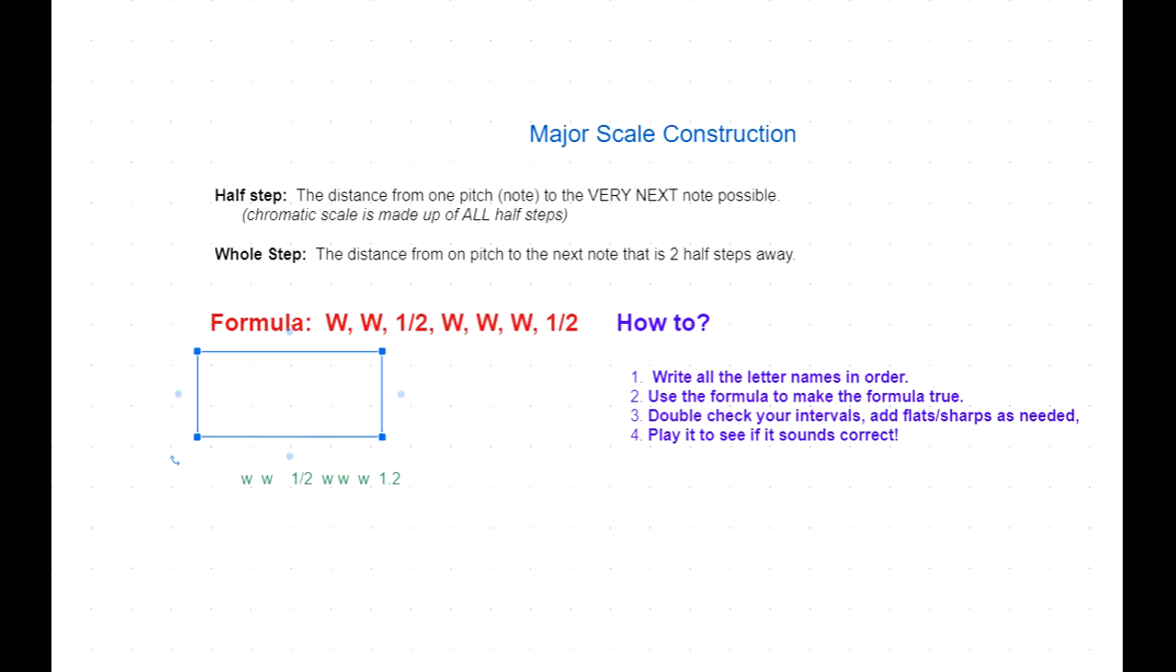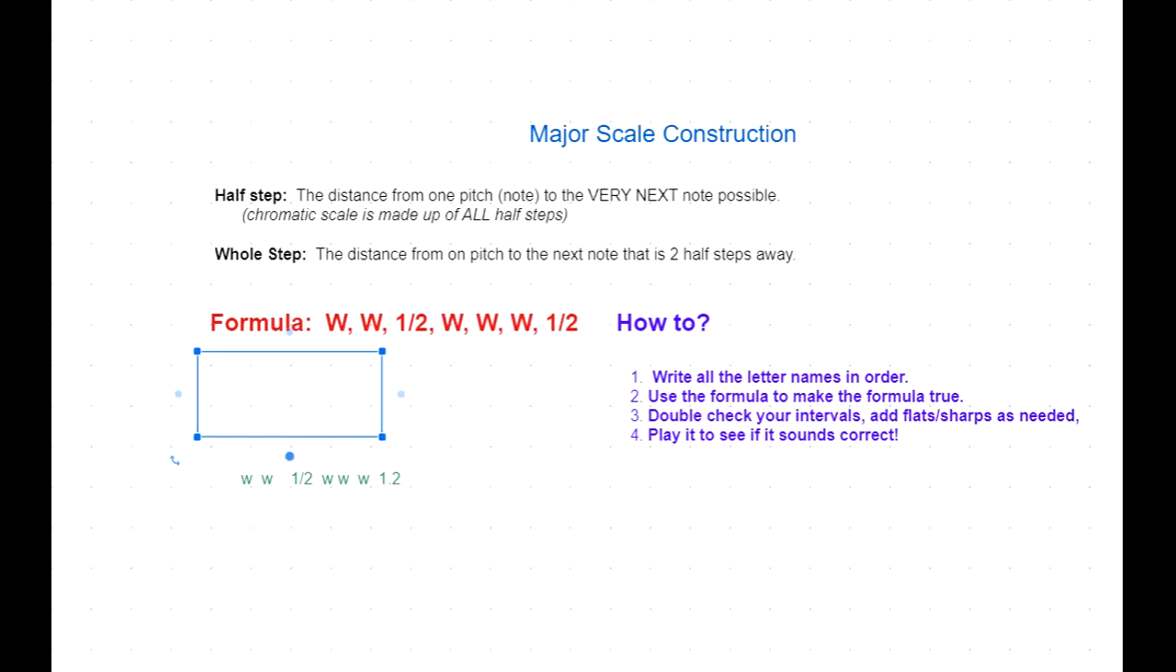We cannot say any other letter name here because we can't use a G flat here, because we can't have two G's in a row. Even though it sounds the same, the spelling matters. So now we need a half step. From F sharp to G is a half step. That's a happy thing. So we can move on.